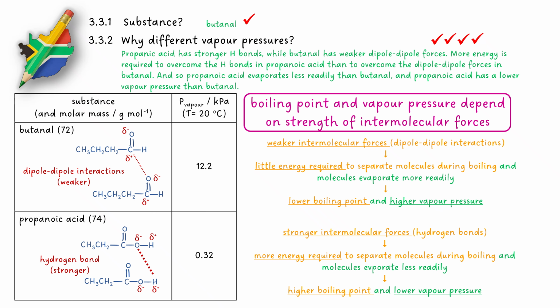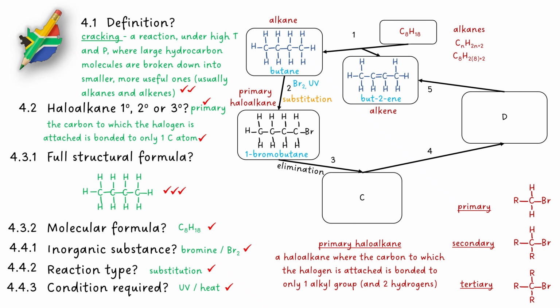You would need to write a similar explanation in a short paragraph for the marks. We are given a flow diagram which shows reactions 1 to 5, and there are various questions to answer.